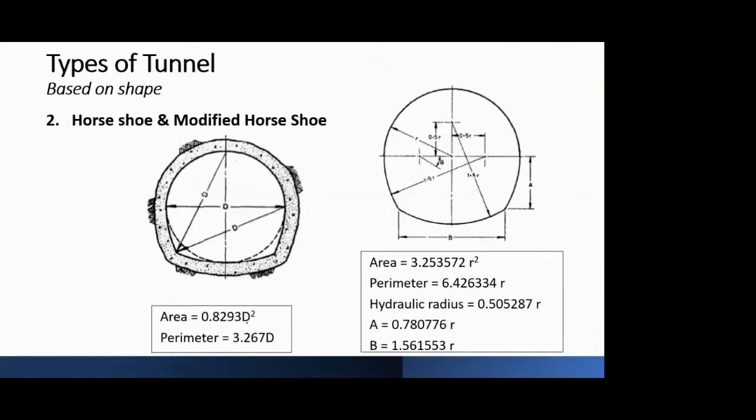And I told you there is a slight difference between the horseshoe and modified horseshoe. The difference is the area or the dimensions of the tunnel. So for horseshoe, the area and the perimeter are given in terms of the diameter of your tunnel. And in modified, the area is a bit more, okay, and it is given in terms of radius. So there is just a dimensional difference between horseshoe and modified horseshoe, but the function of both the types is the same.